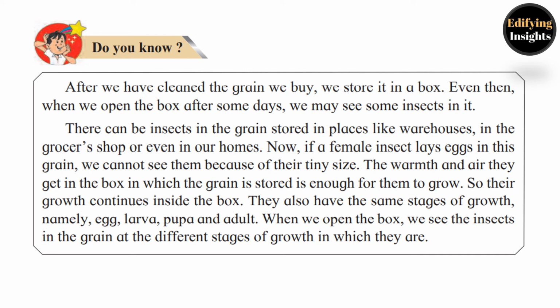They also have the same stages of growth, namely egg, larva, pupa and adult. When we open the box, we see the insects in the grain at the different stages of growth in which they are.